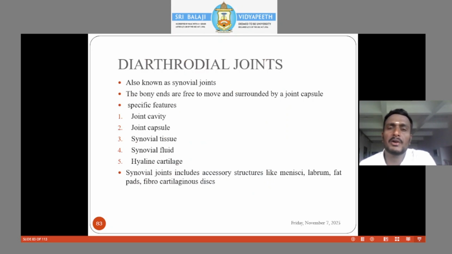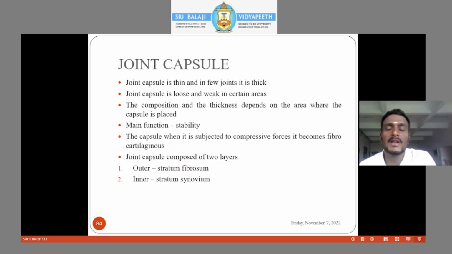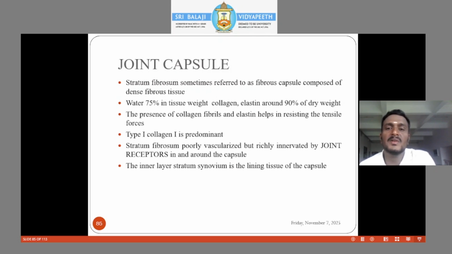It has very peculiar features: joint cavity, joint capsule, synovial tissue, synovial fluid, and hyaline cartilage. The joint capsule is thin, and in a few joints it is thick. It is loose and weak in certain areas. Its main function is stability. The joint capsule is composed of an outer stratum fibrosum and an inner stratum synovium. The stratum fibrosum, sometimes referred to as the fibrous capsule, is composed of dense fibrous tissue. Water is 75% of the tissue weight, and collagen, elastin and others make up the dry weight. Type 1 collagen is predominant in the joint capsule.